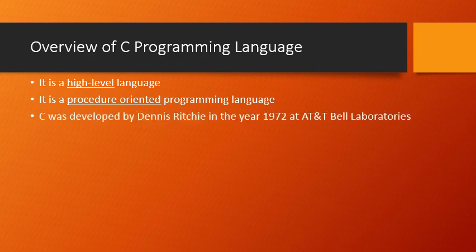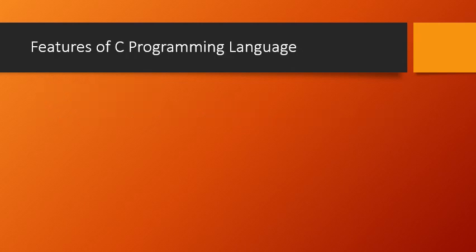Next, C programming was developed by a person called Dennis Ritchie in the year 1972. He was a scholar at the AT&T Bell Laboratories, and there Dennis Ritchie developed the C programming language. Earlier, when it was developed, it was mainly used by scholars. But later it started gaining popularity, and people started using C programming to write software.